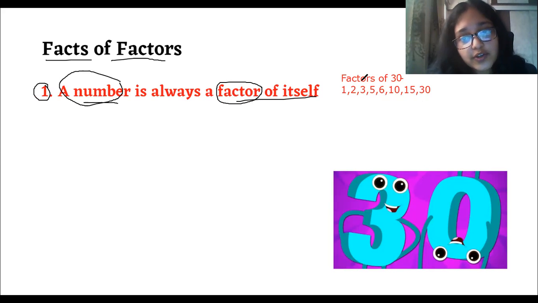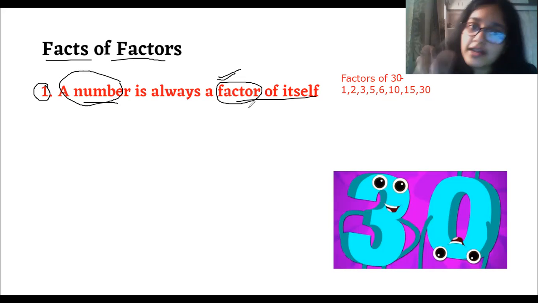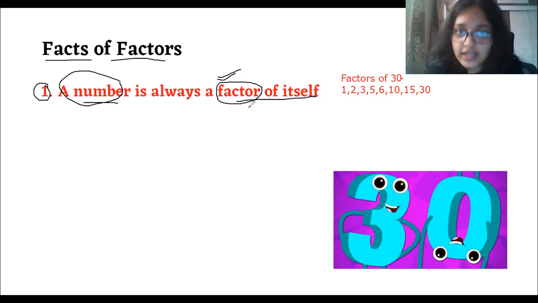वाओ. सो अ नंबर इज ऑलवेज अ फैक्टर ऑफ इटसेल्फ, यानी कि जब भी पलक दीदी विल टेल यू टू फाइंड फैक्टर्स, चीट कोड अलर्ट, 30 और द नंबर इटसेल्फ, in this case, in this example 30 will always be there. ठीक है, तो चीट कोड ये है कि a number is always a factor of itself. जब भी हमको फैक्टर्स निकालने होंगे तो वो नंबर always will be there. For example, here 30 is always there.